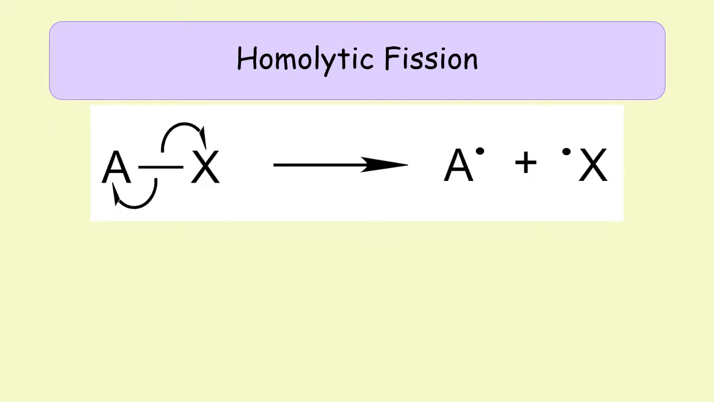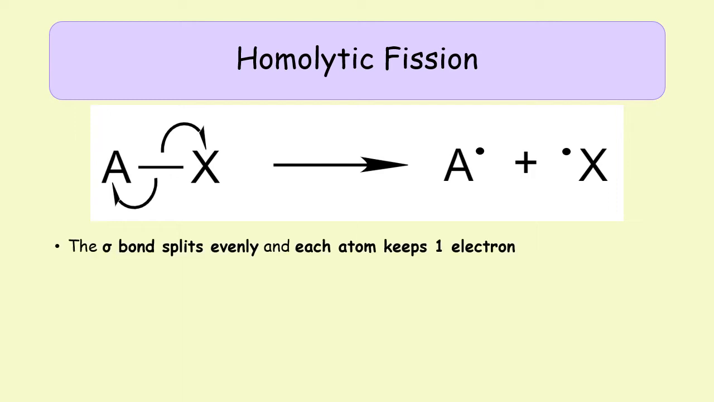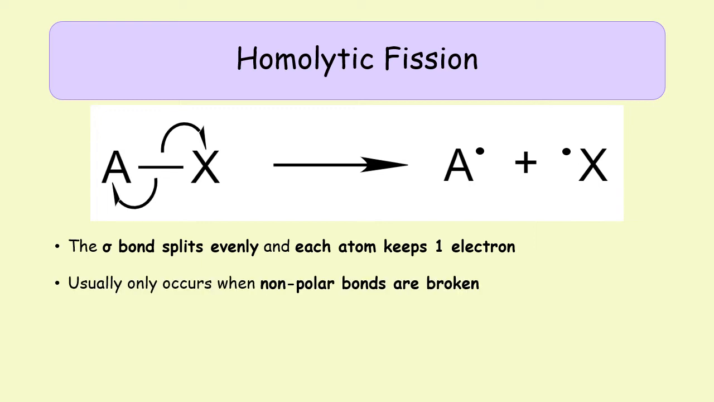Now in homolytic fission, we have our bond, and we can see that the bond breaks equally, and we see 1 arrow going to the atom on the right, 1 arrow going to the atom on the left, and we generate free radicals. Now we know that this process is typically caused by UV light, but there are other conditions within a chemical reaction that could cause this to happen. And when we're talking about fission reactions, we're typically only talking about a sigma bond where you might be asked to represent the fission. So the sigma bond splits evenly and each atom keeps 1 electron.